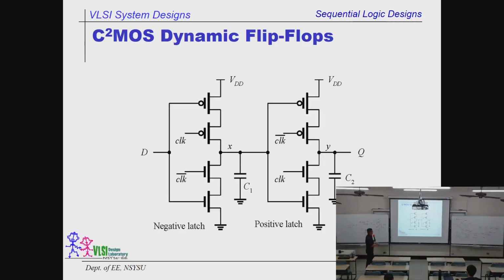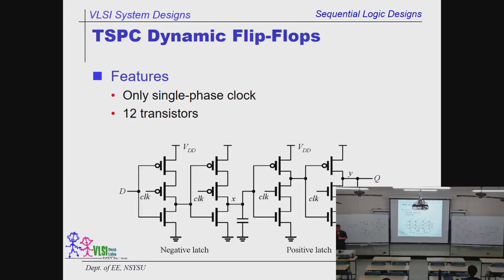So this is a C-square, and the feature of this design is that they use two different latches driven by clock and a clock bar, individually. So this is negative latch, this is positive latch. Okay, C-square. All right, it's nothing new. Just cascade together so that it can prevent. And this is more interesting one.